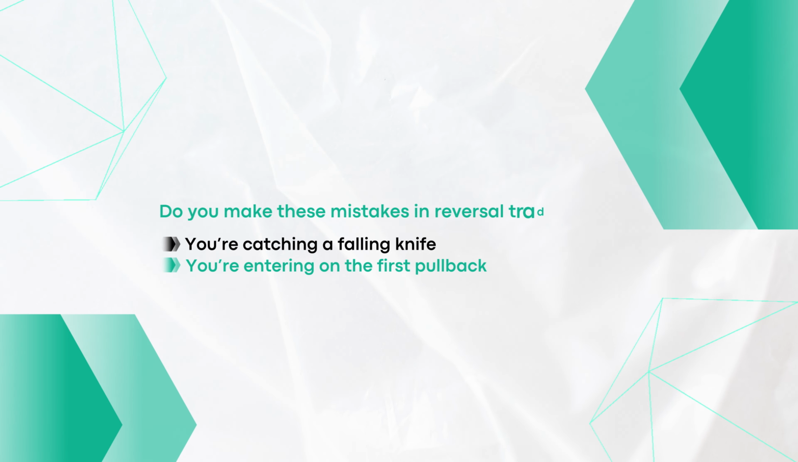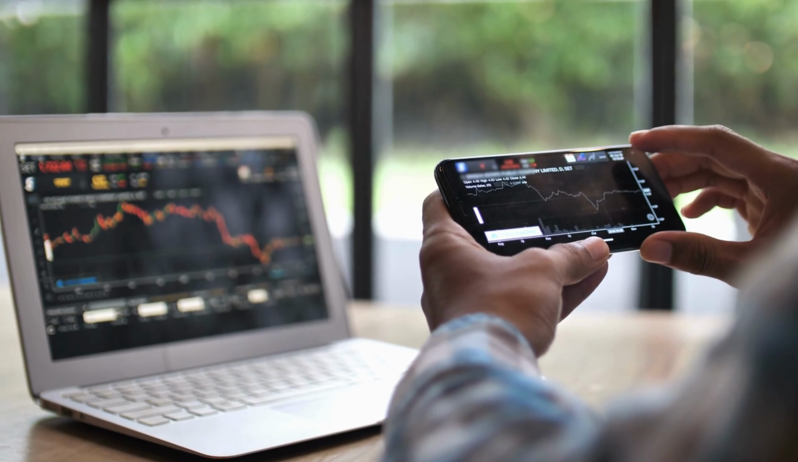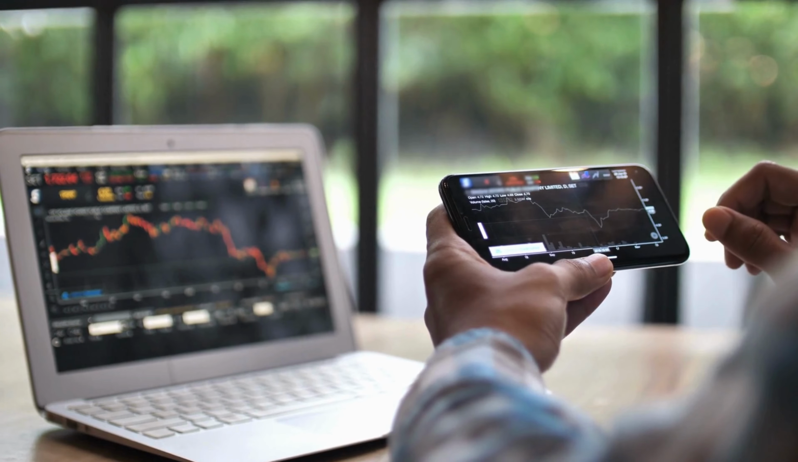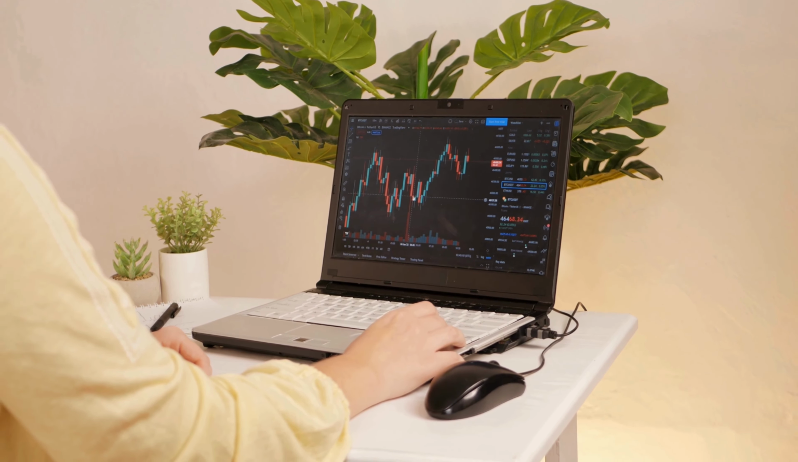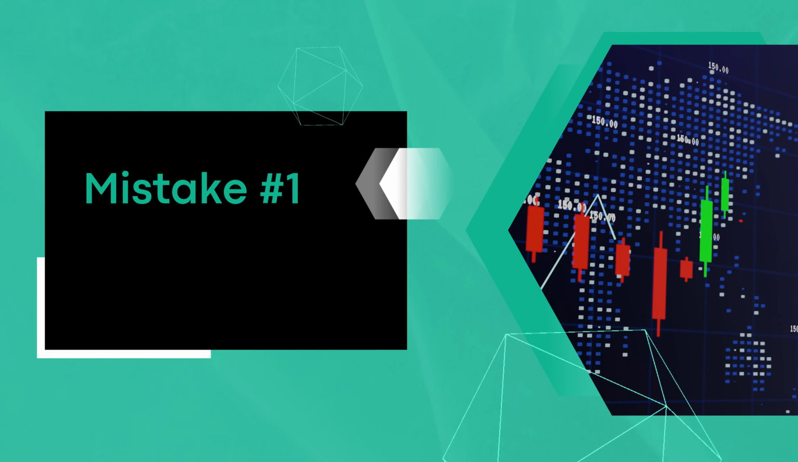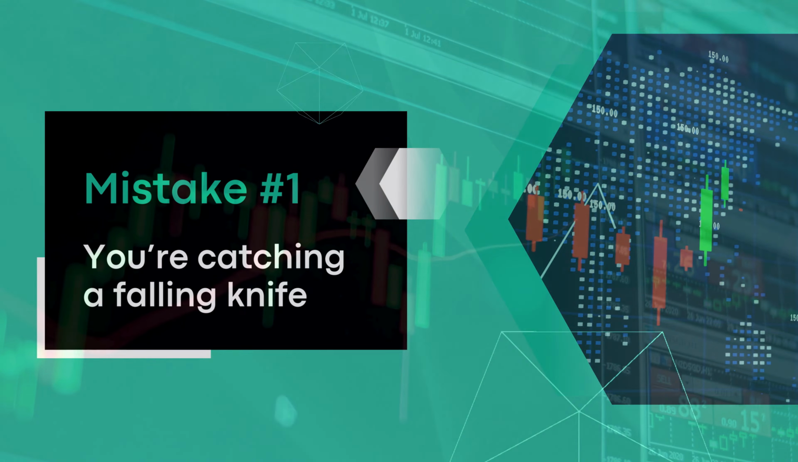Do you make these mistakes in reversal trading? Here's the thing. Trend reversal trading can be a profitable way to trade the markets. However, like any other trading strategy, there is a correct and a wrong way to do it. Before I teach you the correct way to do it, first let me explain how you should not trade market reversals. Mistake 1. You're catching a falling knife.